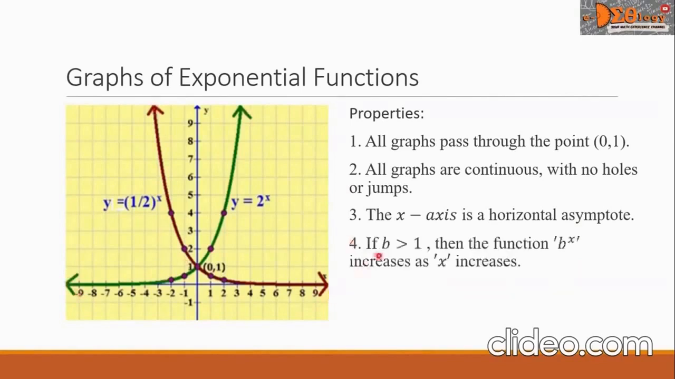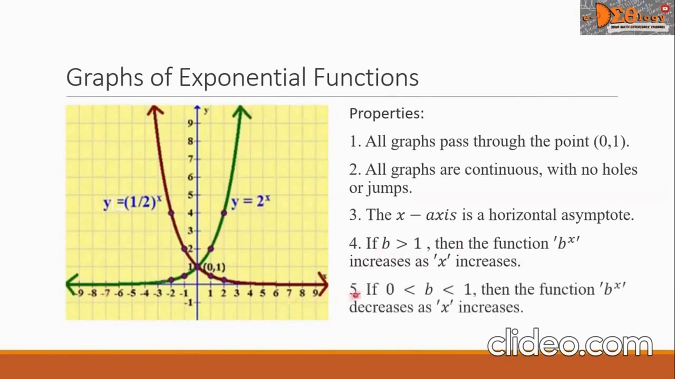Property number 4. If b is greater than 1, then the function b raised to x increases as x increases. This is an example of a graph with b, or the base, greater than 1. Property number 5. If b is between 0 and 1, then the function b raised to x decreases as x increases. This is an example of a graph for property number 5. Number 6 property, the function f is 1 to 1.